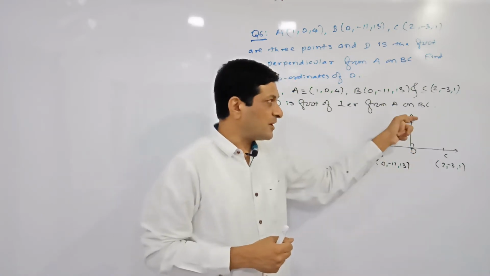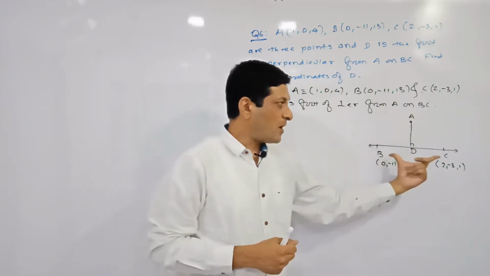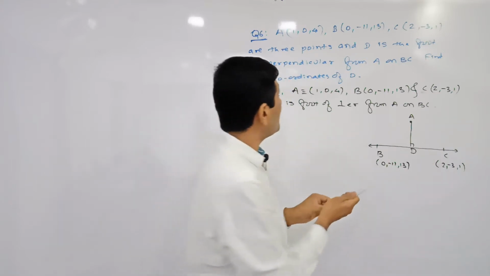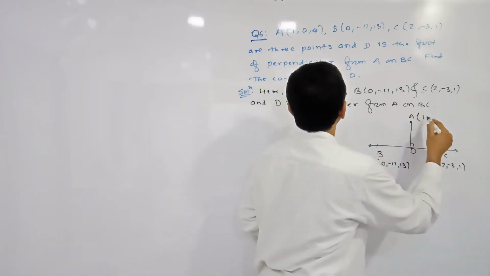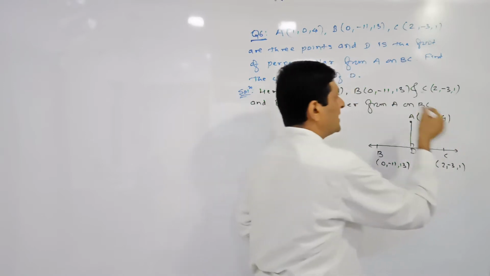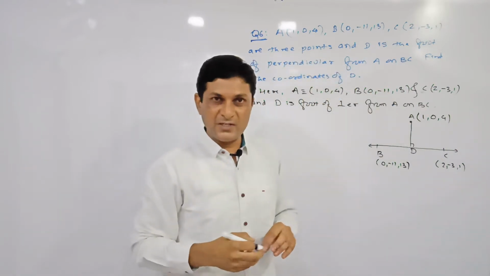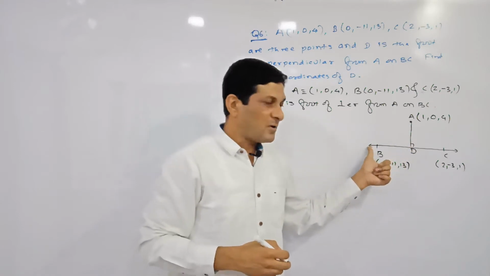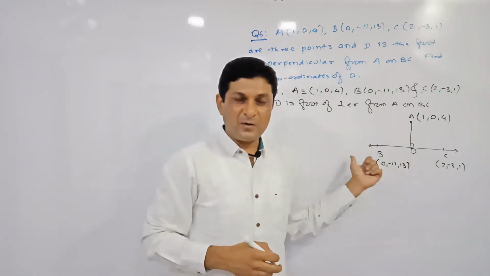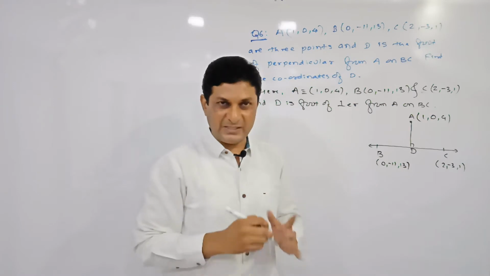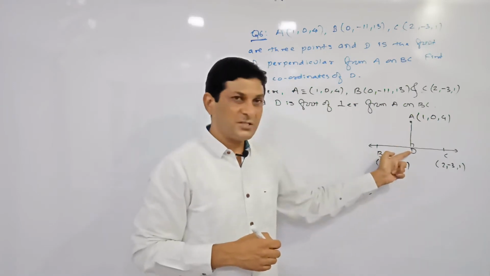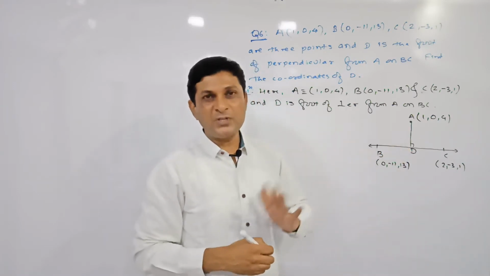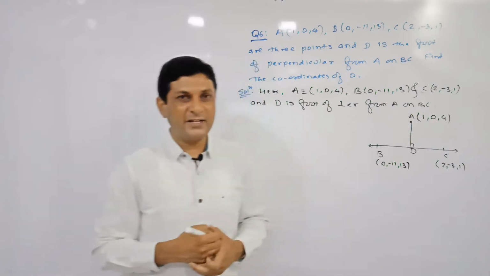D is the foot of the perpendicular drawn from point A on which line? BC. The coordinates of point A are also given to us: 1, 0, 4. From point A one perpendicular is drawn on the line joining the points B and C, and this foot of perpendicular is denoted by point D. The question is to find the coordinates of point D.